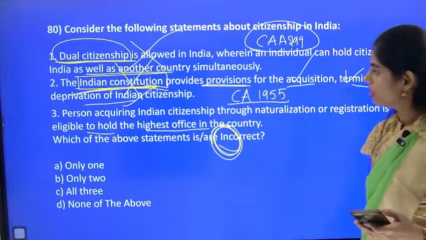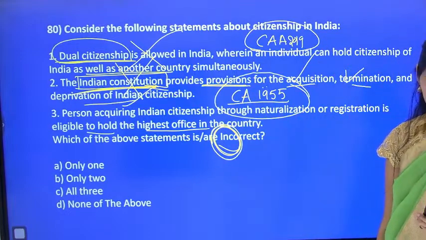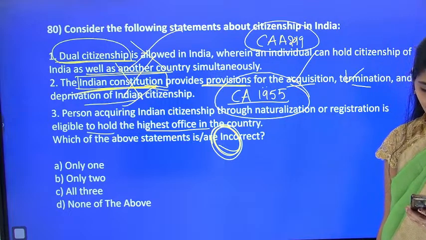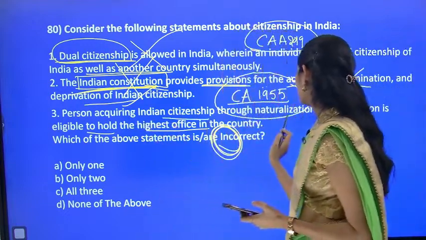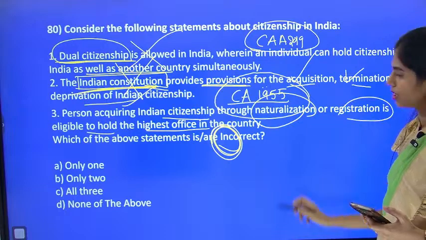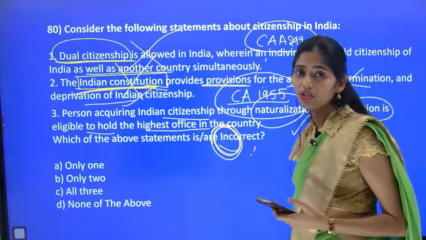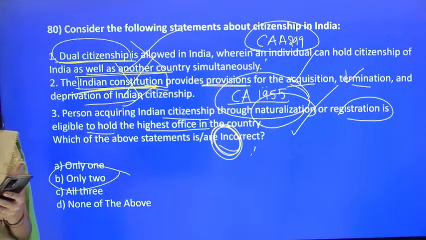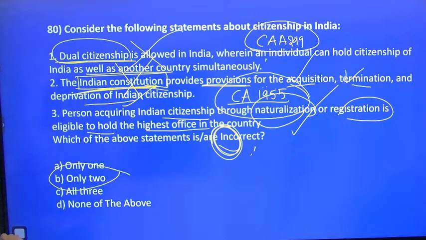Clear, students? So the second statement is wrong because it is given in the Citizenship Act of 1955, not in our Indian Constitution. Clear? Yes, very good, Madhu Mohan. And the person acquiring Indian citizenship through naturalization or registration is eligible to hold the highest office in the country. Yes, the statement is absolutely correct. So which are incorrect? 1 and 2. Correct answer is option B, only 2. Clear? Very good, Sujata. Any more doubts in this? Anyone? No, right? Yes. Now let us move on to the next question.